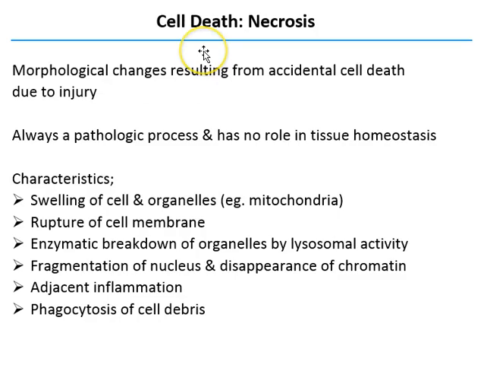tissue. By contrast, necrosis is not part of any normal developmental program. It occurs in response to unintended cell death. Here are some of the key characteristics of necrosis: swelling of the cell and organelles, rupture of the membrane, breakdown of the cellular organelles by enzymes, fragmentation of the nucleus, and inflammation in the adjacent tissues. Eventually, a cell such as a macrophage or a neutrophil will come along and engulf and destroy the necrotic cell.